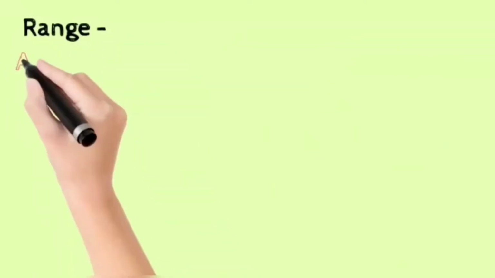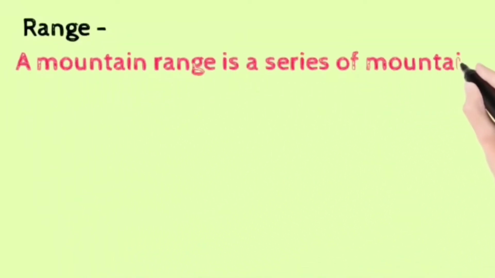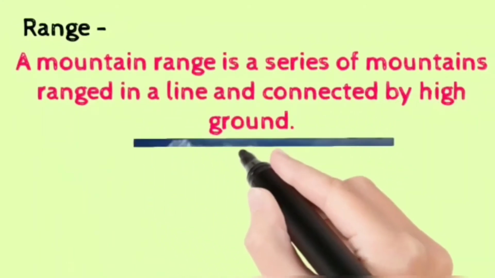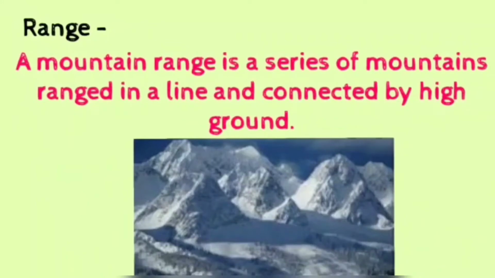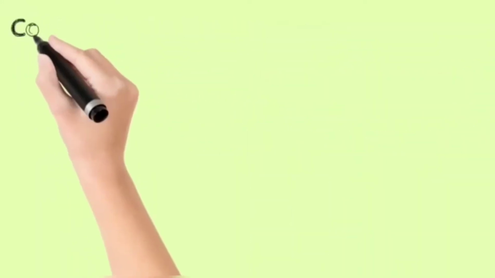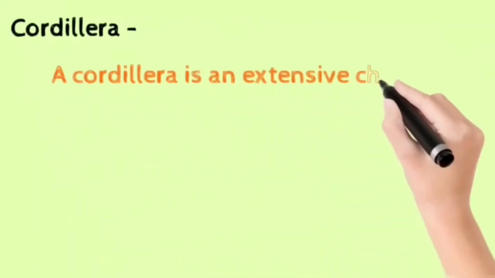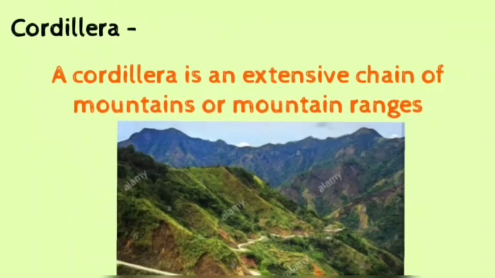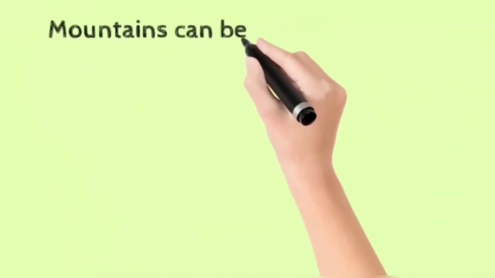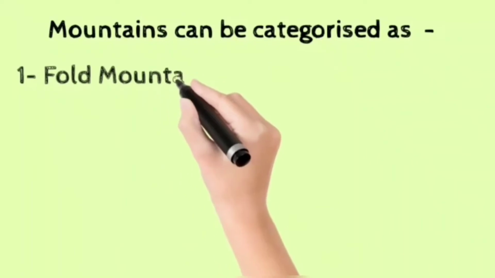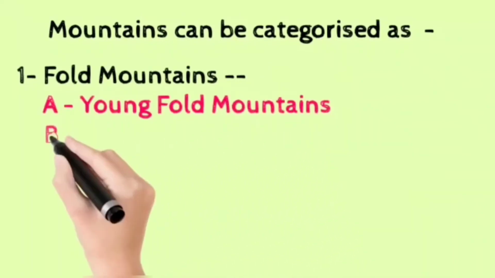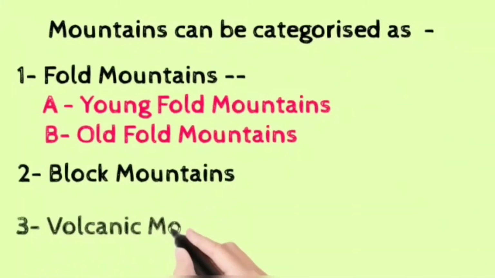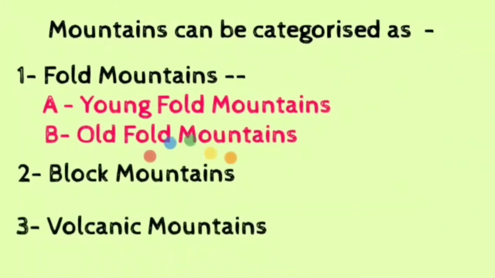Next is range. A mountain range is a series of mountains ranged in a line and connected by high ground. Cordillera. A cordillera is an extensive chain of mountains or mountain ranges. Mountains can be categorized as number 1, fold mountains. It has been classified as young fold mountains and old fold mountains. Number 2, block mountains. Number 3, volcanic mountains.